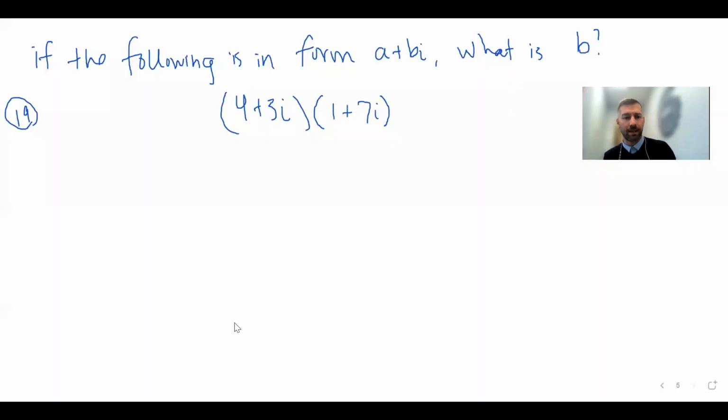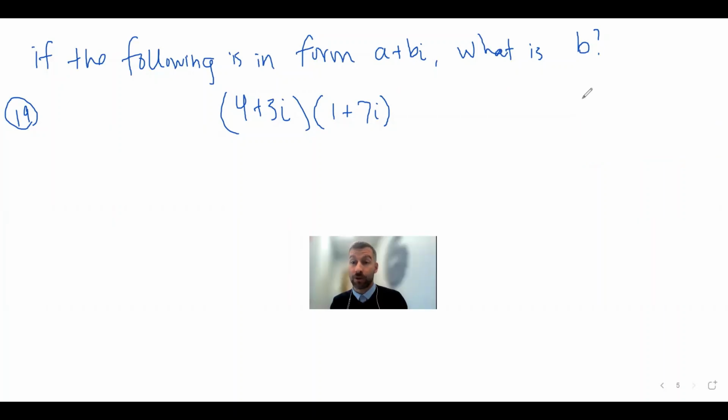Question number 19 brings I into play. If you weren't here that day, the first thing you have to know is that i is the square root of -1. That's the imaginary number. Remember when we did negative radicals this year and we pulled that i out first if it were negative?